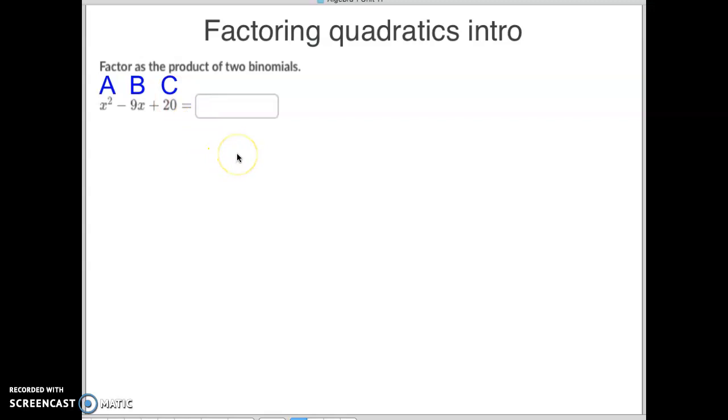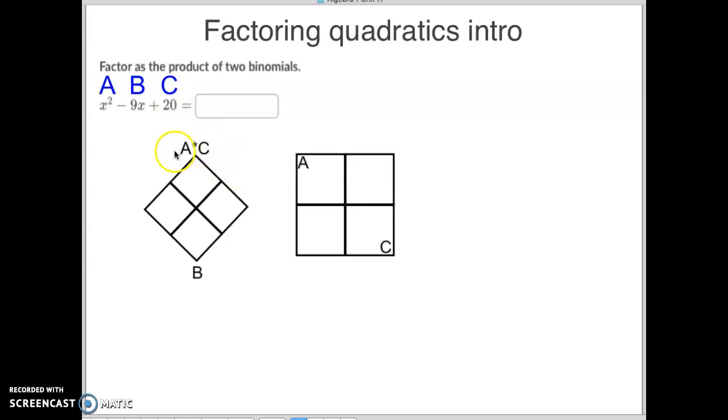Now, when we put together this, we do what's called a diamond and rectangle. So you're literally going to draw a diamond and a rectangle, and you're going to split that diamond into 4 places, and you're going to split that rectangle into 4. Now, in that diamond, we need to fill in this top box. In order to do that, we take our A term right here, and we multiply it by our C term.